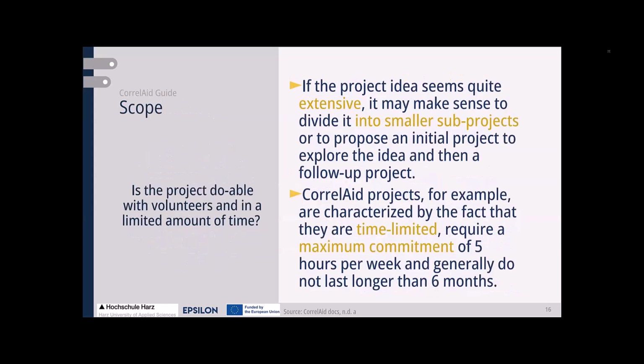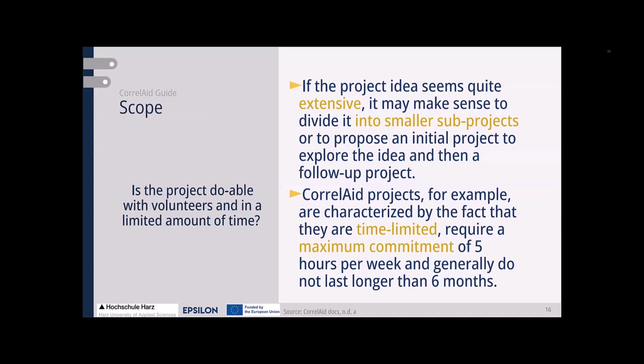And when it comes to the scope, you should ask yourself as a volunteer, is the scope of the project doable? Because as a volunteer, you work in your free time. That means you have a limited amount of time available that you can offer to a social organization. Therefore, you need experienced people on board when it comes to the project scoping, who help you to find a realistic scope and who help you with the expectation management on both sides.